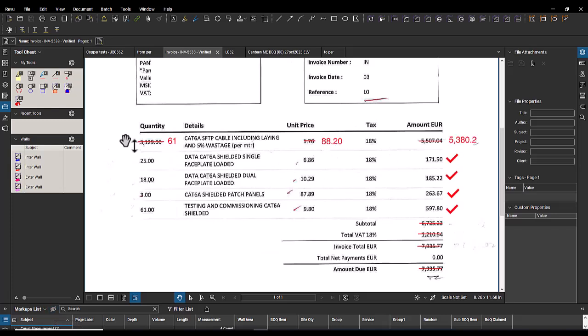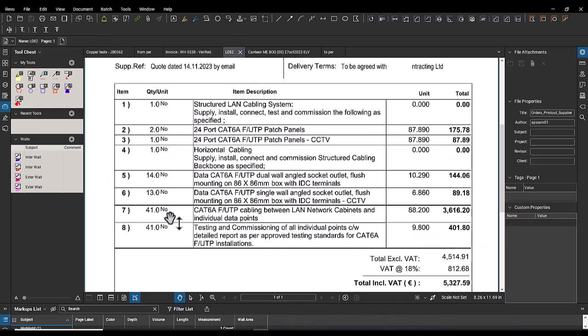Do you think it's considered the same? For me, I don't think it's the same, because we have the contract to follow. We say it's per points, as per points. Here, the cabling is as per points.